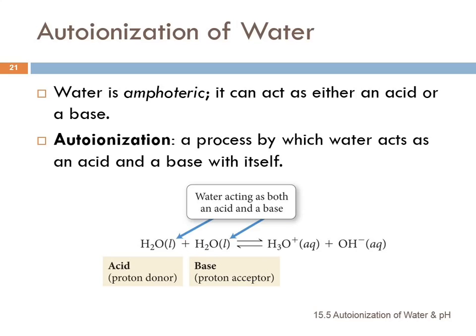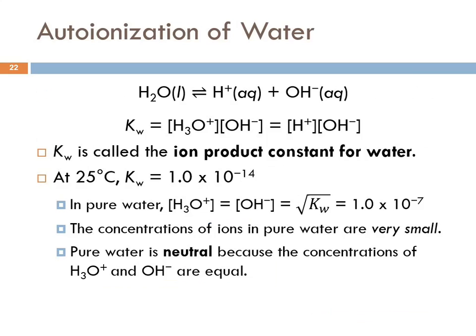And you probably won't be surprised to find out that the equilibrium constant for this reaction is very small. It only happens to a little tiny extent. The equilibrium constant is 1 times 10 to the minus 14. So that's pretty small. So here's another one, another K.